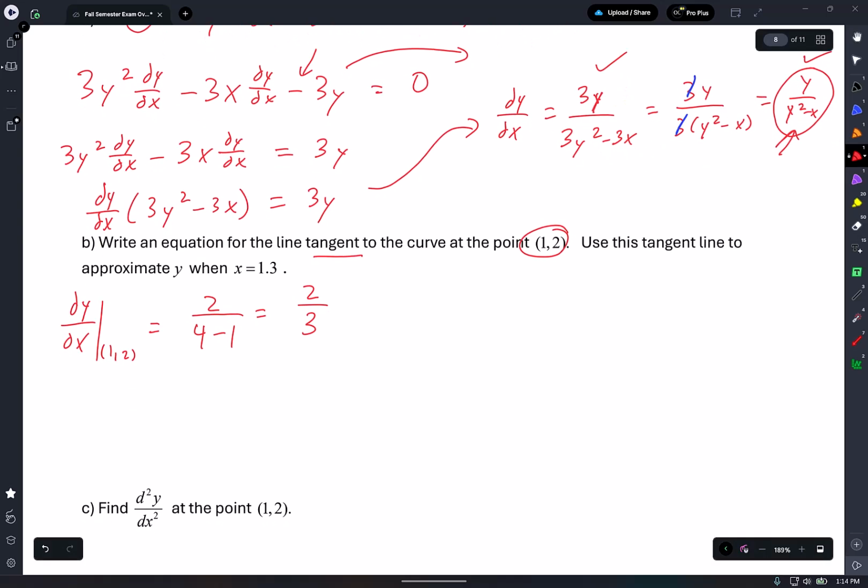So here we go. My tangent line. Y minus 2 equals 2/3 times x minus 1. I think we're good.